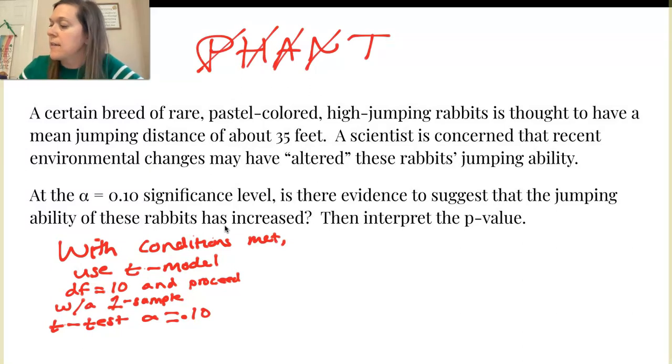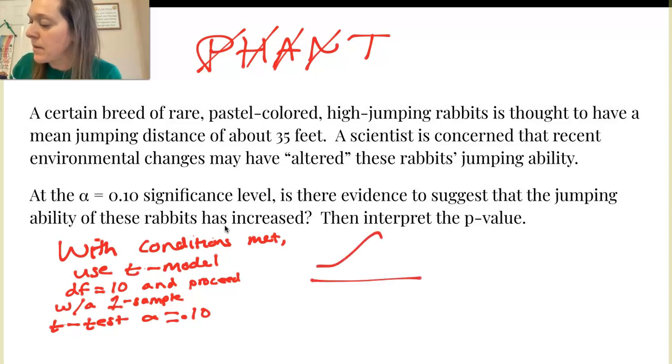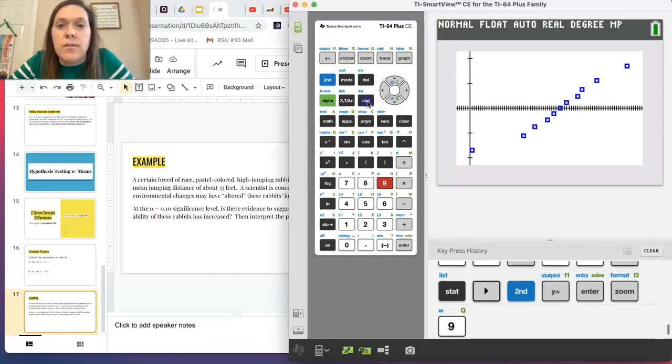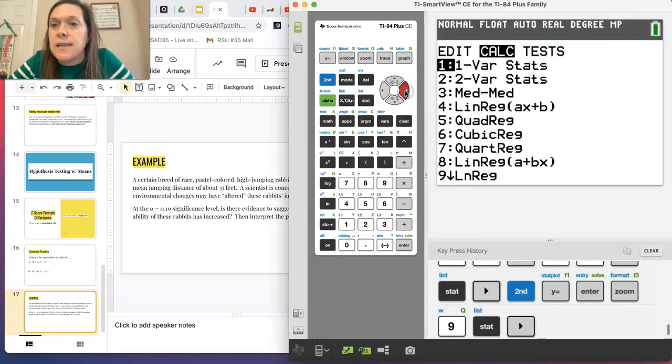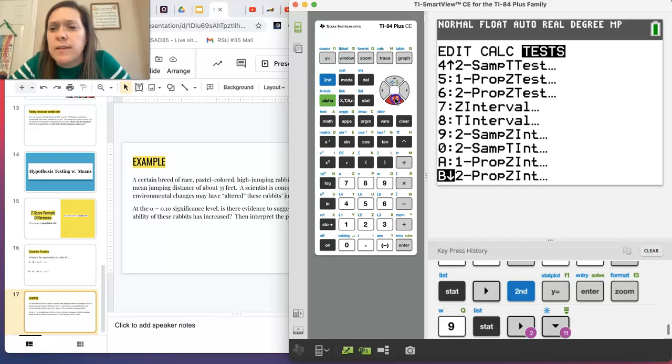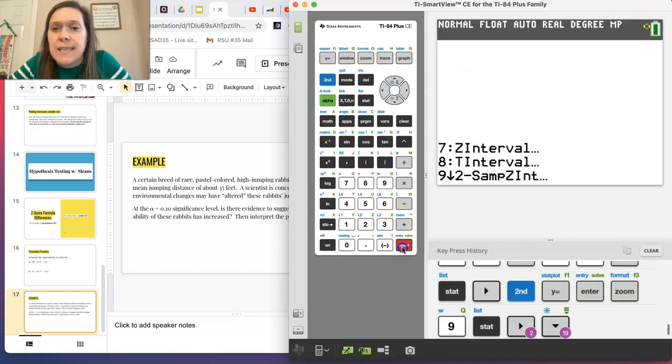Now we got to do our T, our test statistic. So this is where we got to find our T-score, right? On my model, we have 35 in the middle. My x bar, so using my calculator, I can come up with all of this information. So I'm going to run my stat test. Do we have a one sample? I don't think we have a one sample. I think we would just run a t-test. Yeah, so we're just going to run a t-test.